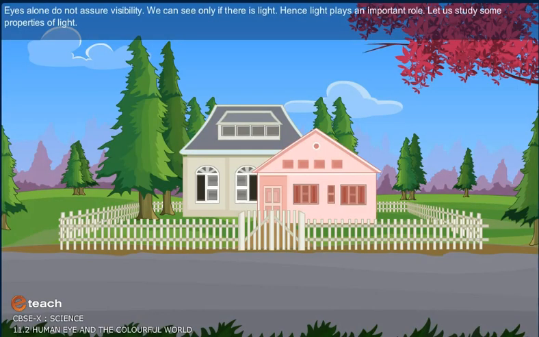Eyes alone do not assure visibility. We can see only if there is light. Hence, light plays an important role. Let us study some properties of light.